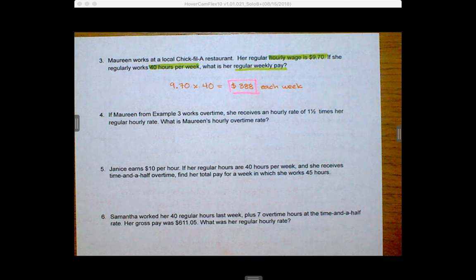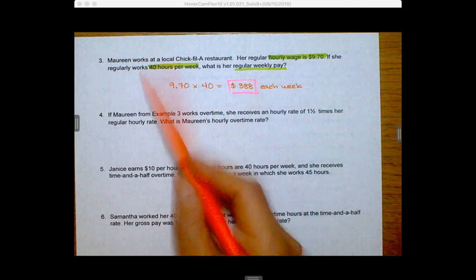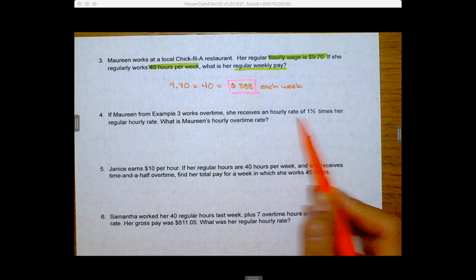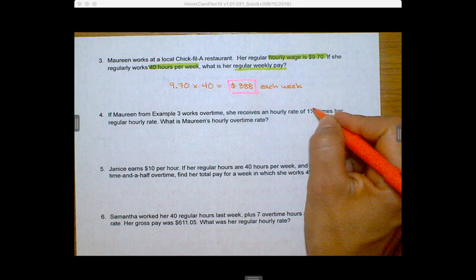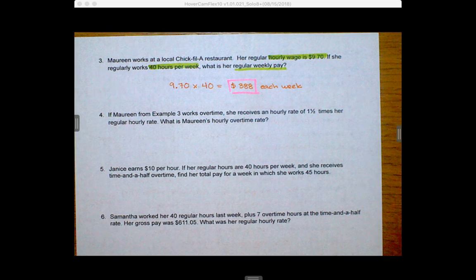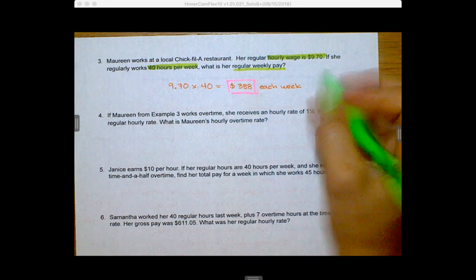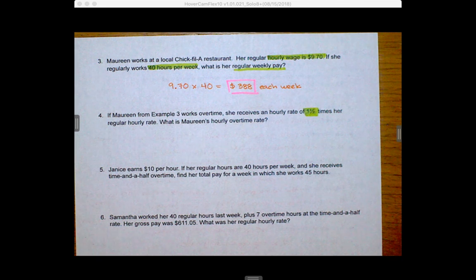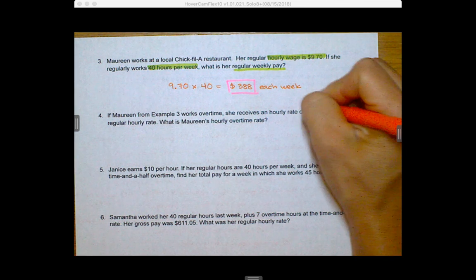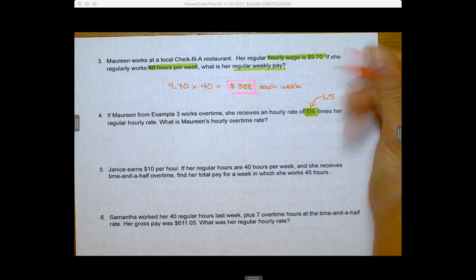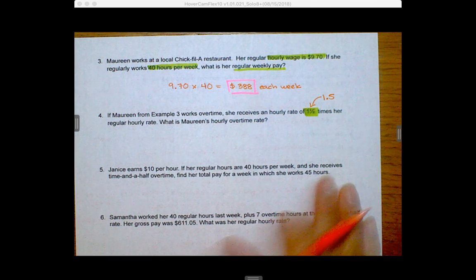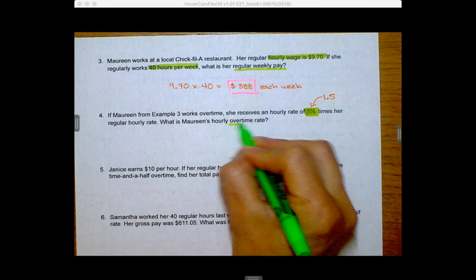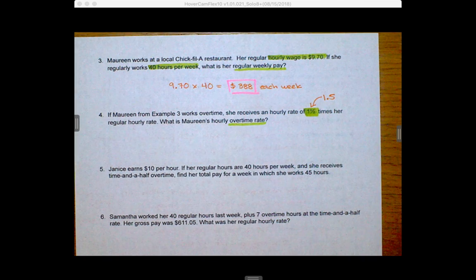Okay, so for number 4, it says if Maureen from example 3, so from this previous example, works overtime, she receives an hourly rate of 1.5 times her regular hourly rate. Okay, so her overtime rate is 1.5 times, which is basically time and a half. Now, instead of using the fraction for this, I'm going to use 1.5 for this one. Okay, now here's the question. What is Maureen's hourly overtime rate?